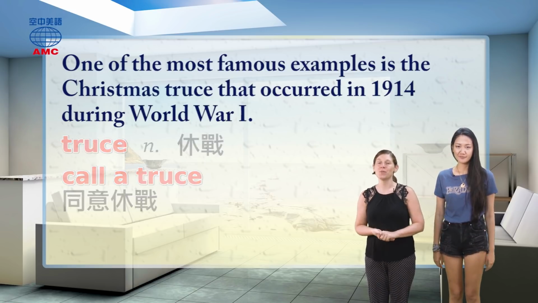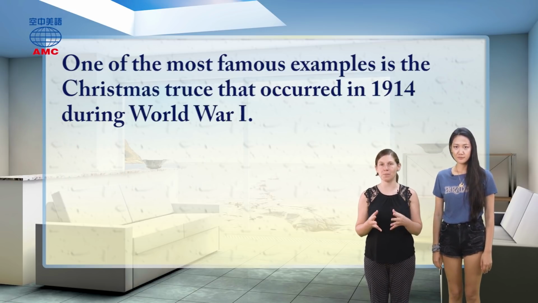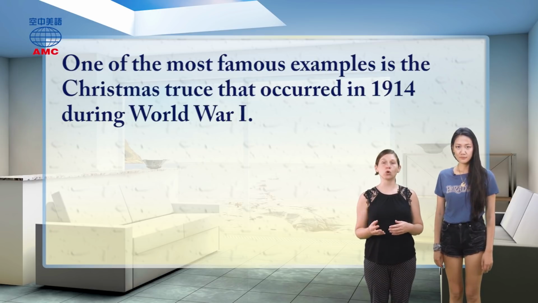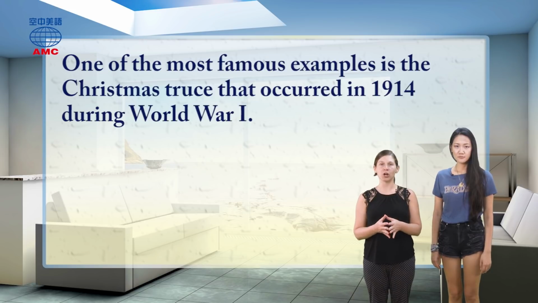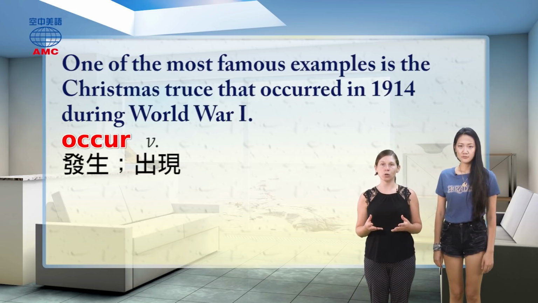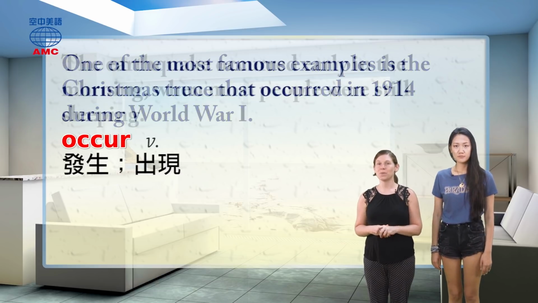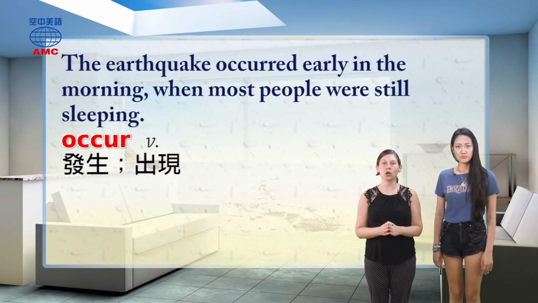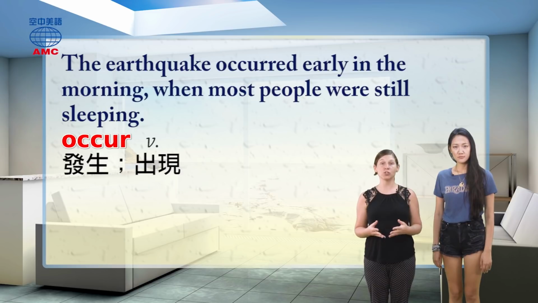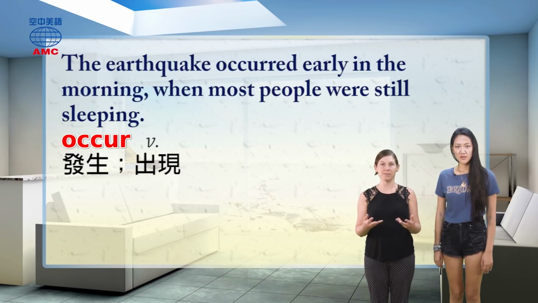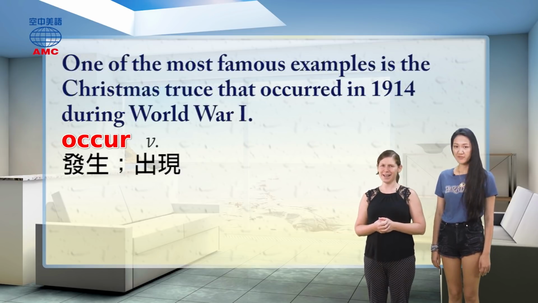Okay. So we're talking about a particular battle that took place during World War I in 1914. And to talk about it, we use the verb occur. Now, this word means to happen or to take place. Here's an example. The earthquake occurred early in the morning when most people were still sleeping. That means the earthquake happened early in the morning. That happens a lot in Taiwan. It does. Yeah, all right.